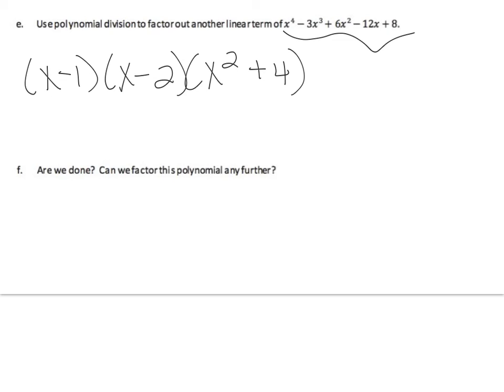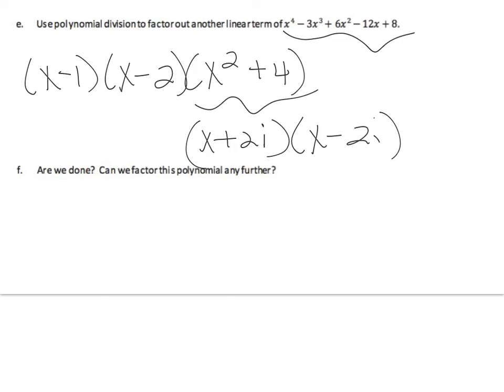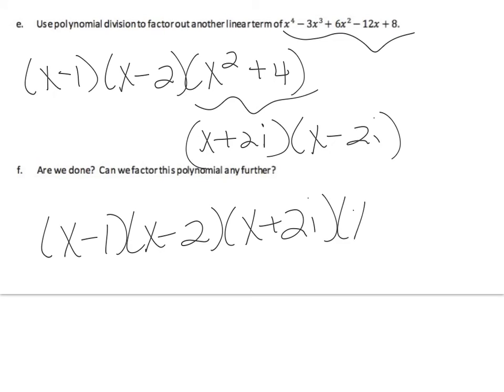Okay, are we done? Can we factor this polynomial further? Yes, if we have a sum of squares, we can factor it further. x squared plus 4 factors to x plus 2i and x minus 2i. So all of our factors are x minus 1, x minus 2, x plus 2i, and x minus 2i.